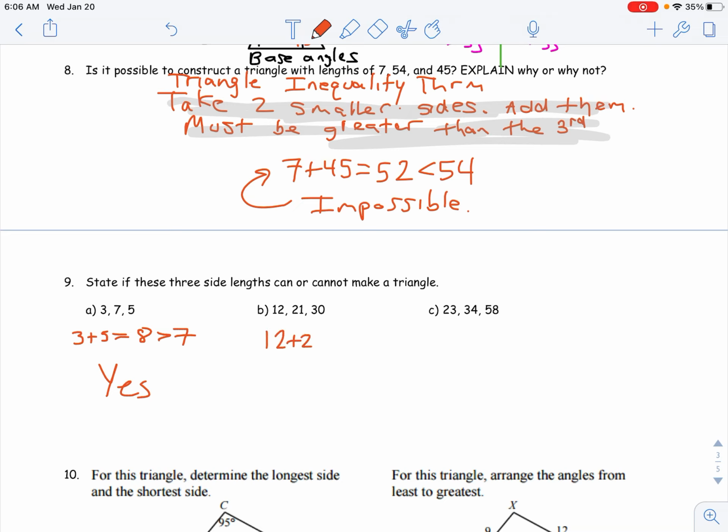Two smaller sides, 12 plus 21 equals 33, greater than 30. Yes, you can make a triangle. 23 plus 34 equals 57, less than 58. So no, it can't.